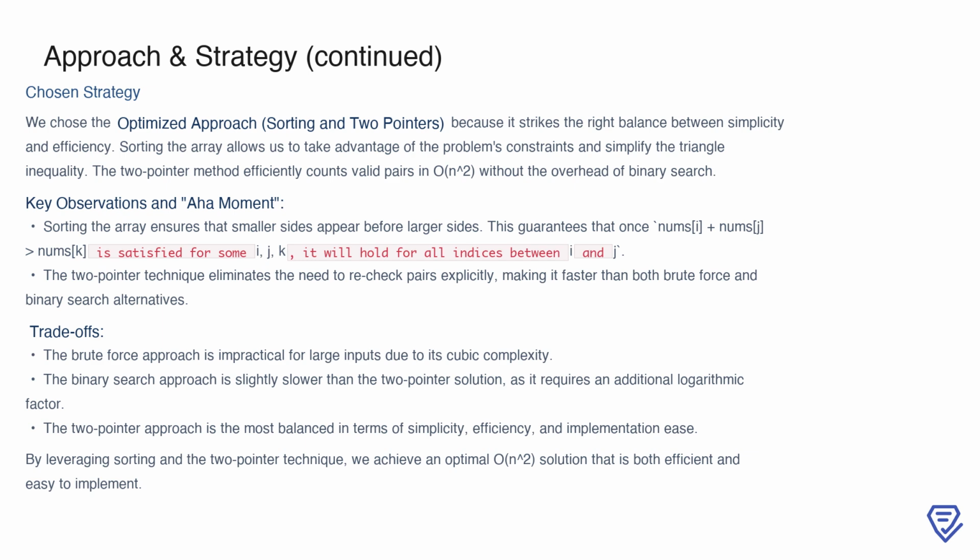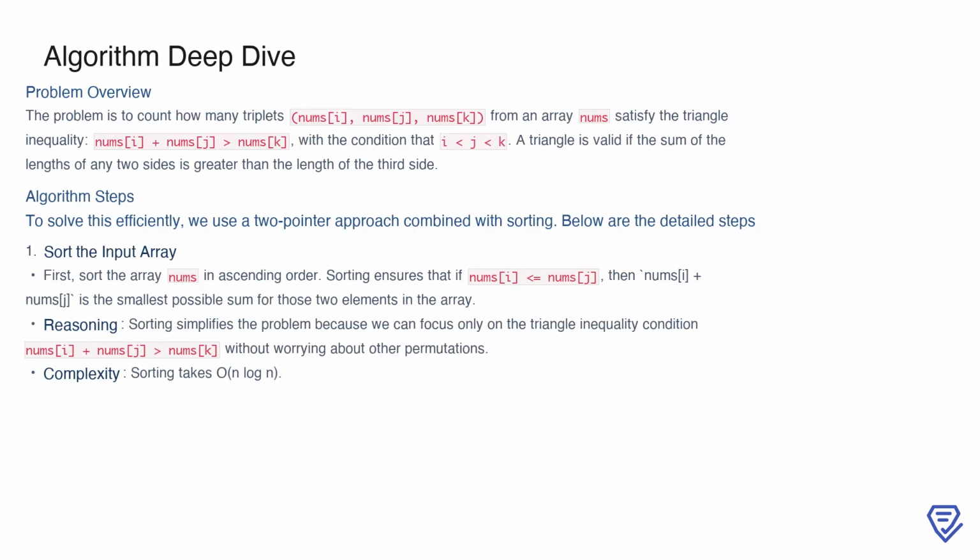In this problem, we need to determine how many triplets in the array can form a valid triangle based on the triangle inequality condition, which states that the sum of any two sides must be greater than the third side. Specifically, we are looking for triplets where the indices satisfy the condition i less than j less than k. To solve this problem efficiently, we use a two-pointer approach combined with sorting the array.